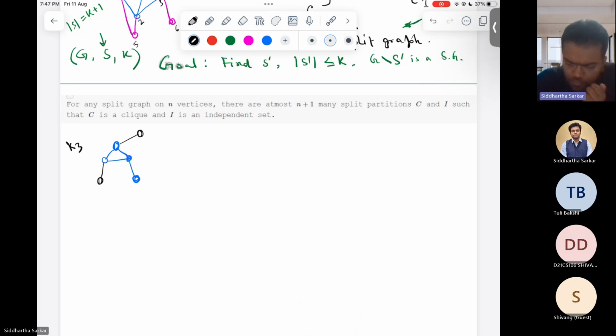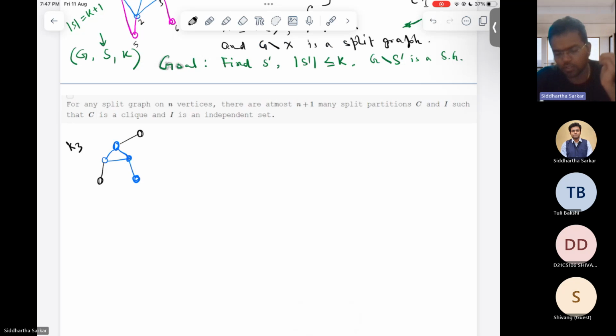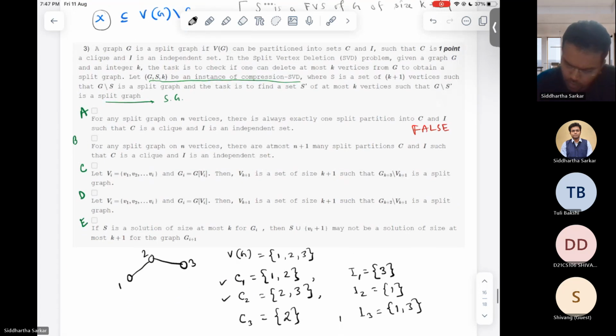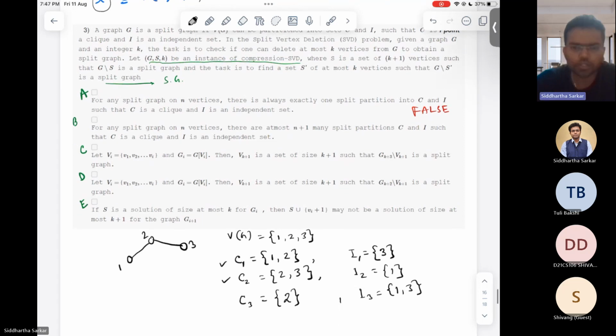Okay, so this is trickier than I thought. I thought I had got this. This seems slightly trickier. So let's park it for next time, and you can give it a thought. So let's move to the next question. In fact, we have only 10 minutes left.